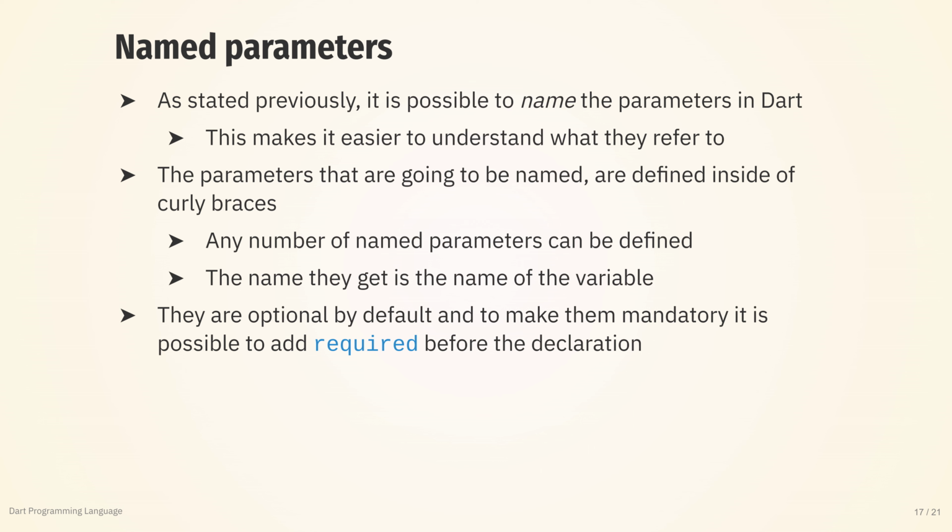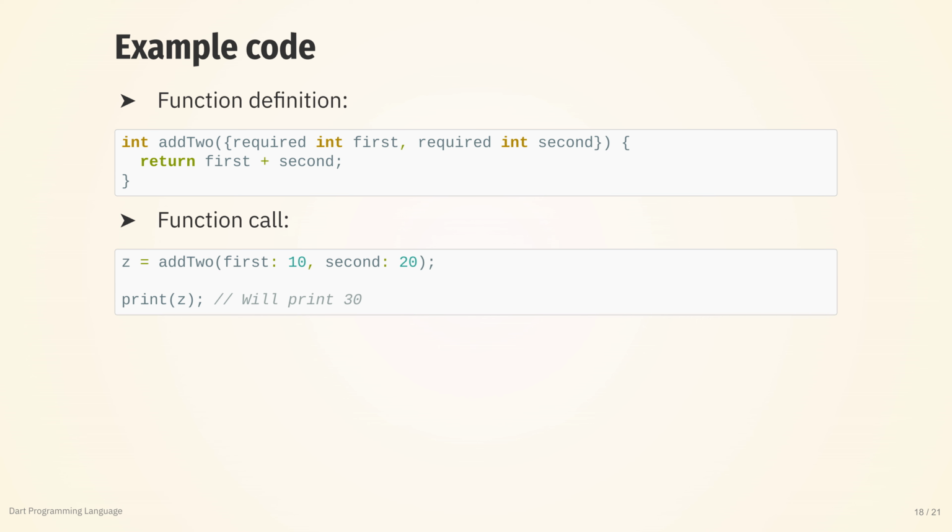These are not mandatory to begin with, but if we had required before the declaration, we say that, hey, you have to use this specific parameter. And in Flutter, we usually do all of this with the named parameters with the constructor, but more about that in the next lecture. Here's some examples.